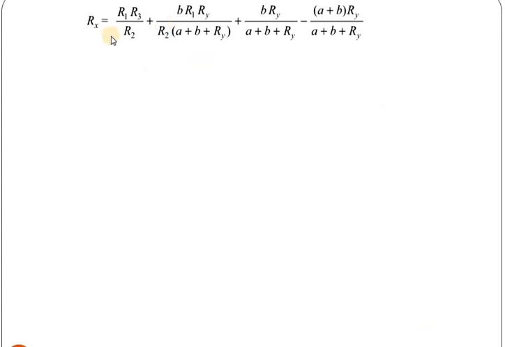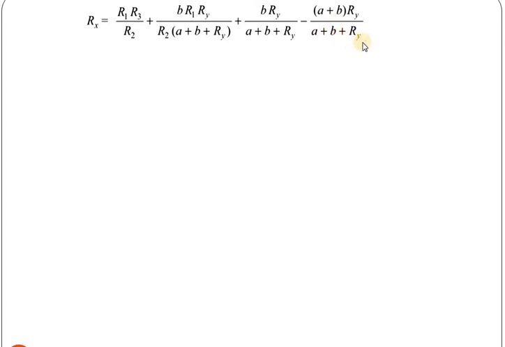Next you have to adjust the terms, and you have to move the Rx term to one side, and finally the R terms will be moved to the other side. Finally we got R1 R3 divided by R2 plus B R1 Ry divided by R2 into A plus B plus Ry plus B Ry divided by A plus B plus Ry minus A plus B into Ry divided by A plus B plus Ry.